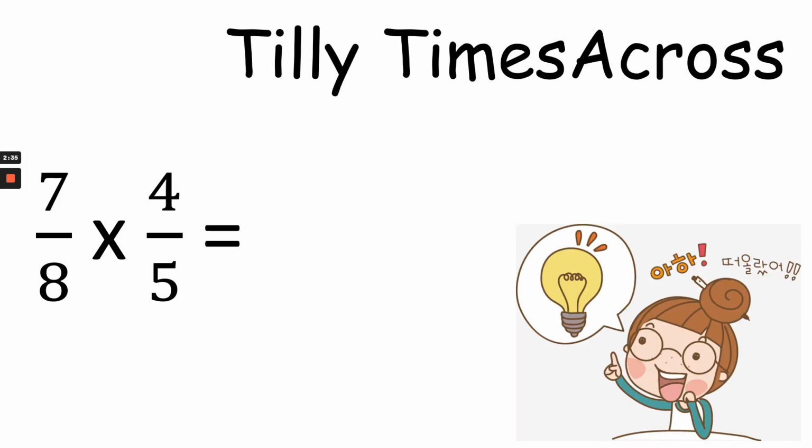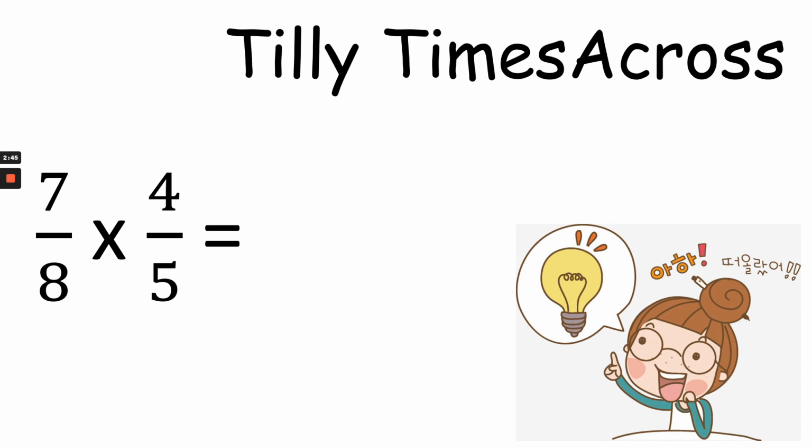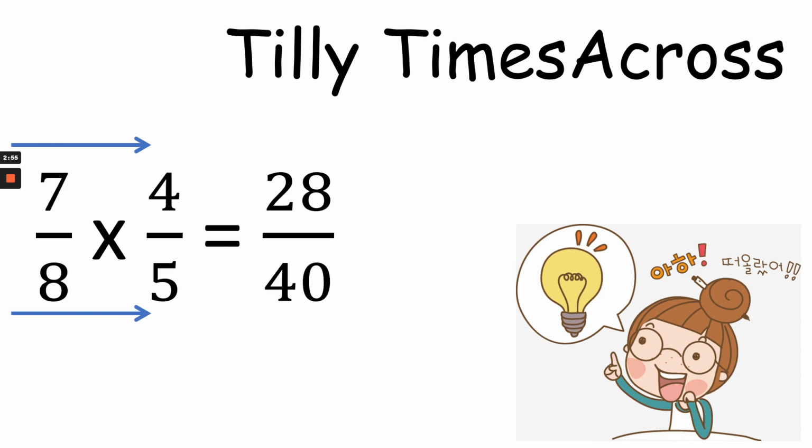Moving on now to Tilly times across. She's going to multiply these fractions. Pause your video and have a go. Tilly's going to times these across, timesing her numerators together and then timesing her denominators together. 7 times 4 and then 8 times 5 to give her 28 40ths. This answer's fine, but it can be simplified to 7/10. Well done if you spotted that Year 6.